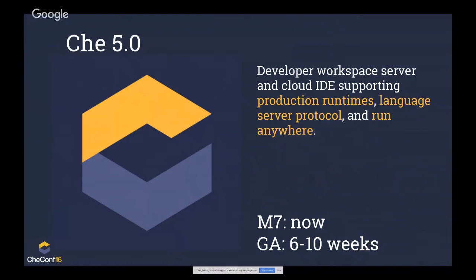And we just made our milestone 7 release. It's available. We've updated all of our CI systems so that you can now download and run this. And we're planning general availability of Che 5 in 6 to 10 weeks. But let's take a look at what parts of this we've announced.